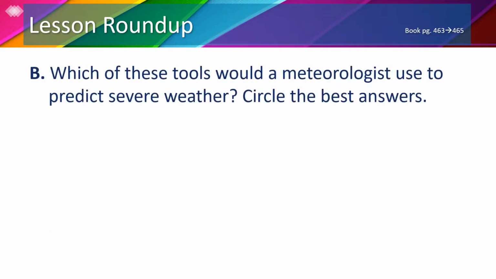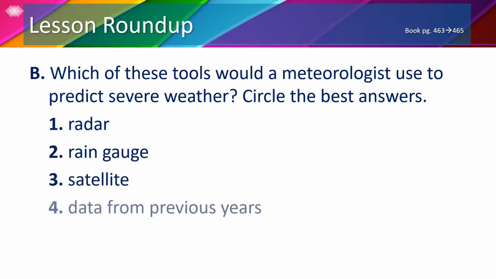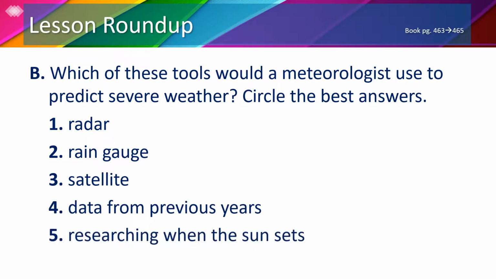Part B. Which of these tools would a meteorologist use to predict severe weather? Circle the best answers. Is it 1. Radar, 2. Rain gauge, 3. Satellite, 4. Data from previous years, or 5. Researching when the sun sets? To predict severe weather is to know when it will happen in the future so we can reduce the damage it does. To do that, we use tools such as radars, satellites, and data from previous years to help us figure out if a severe weather is likely to happen.